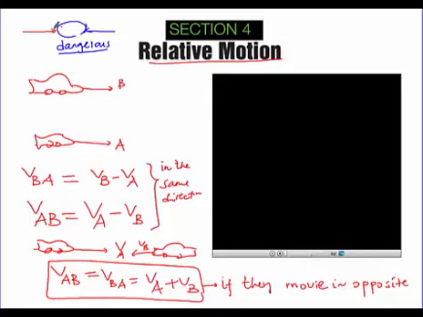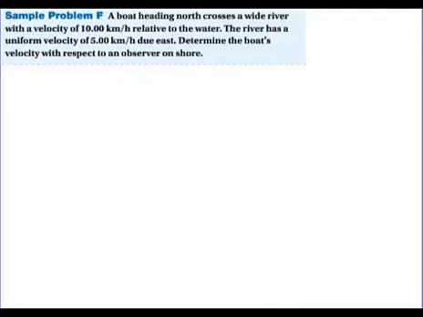So we say that an object is in motion, or moving ahead of another object, when we have a point or another object against which we can relate our motion. Now let's see examples. Here a boat is trying to cross to the north of a wide river, heading north with a velocity of 10 kilometers per hour.